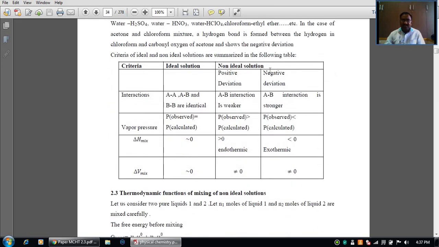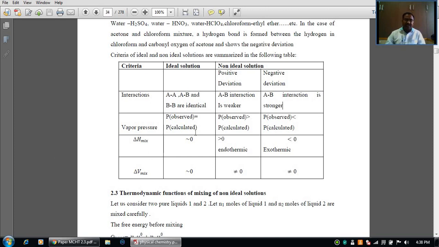Just consider this table. Here are the interactions in ideal solutions and non-ideal solutions. In an ideal solution, the interactions AA, AB and BB are identical, meaning the same. But in a non-ideal solution, if the AB interaction is weaker, we get positive deviation. If the AB interaction is stronger, we get negative deviation. The observed vapor pressure is equal to the calculated vapor pressure in an ideal solution. The observed vapor pressure is greater than the calculated vapor pressure in positive deviation. Likewise, the observed vapor pressure is less than the calculated vapor pressure in negative deviation.